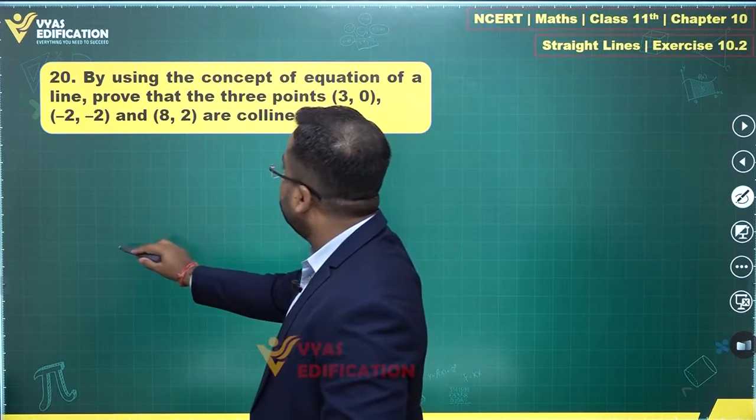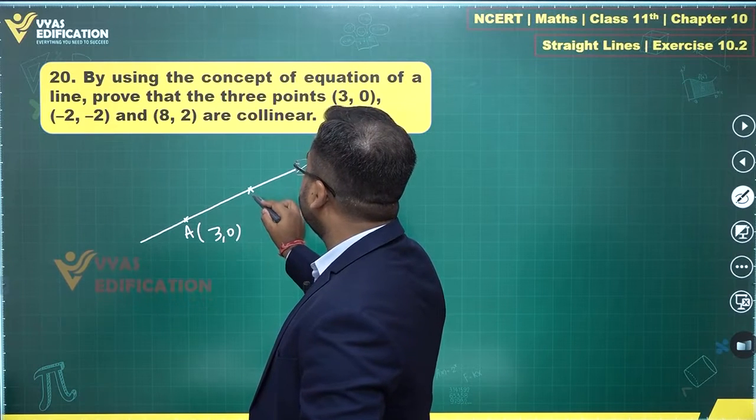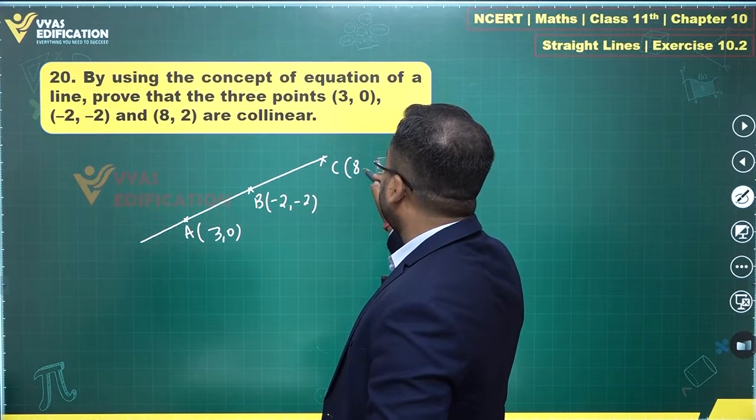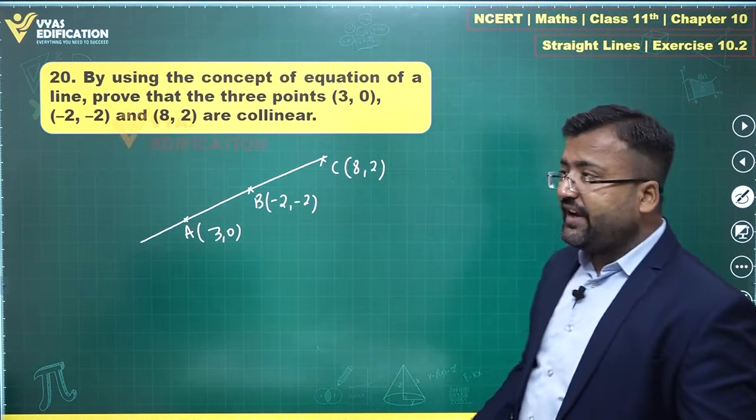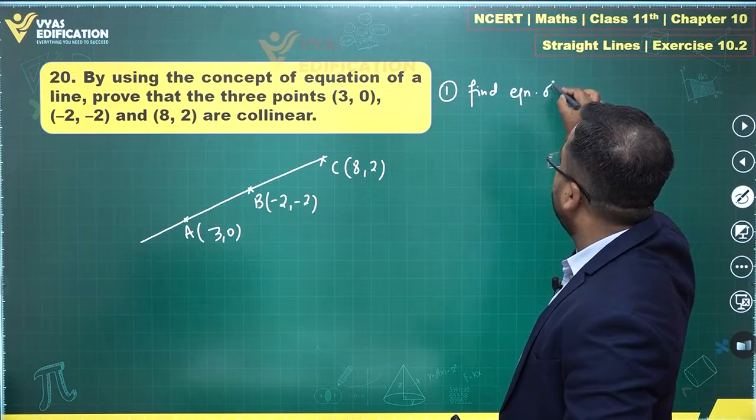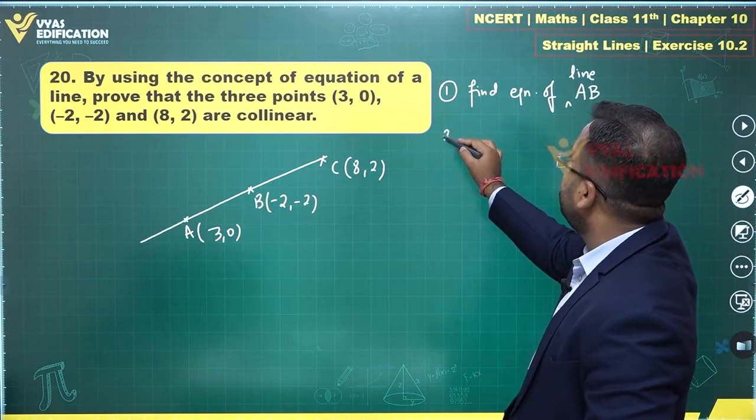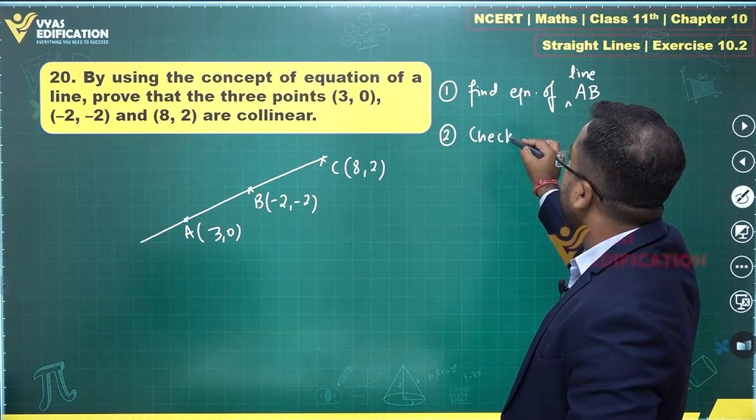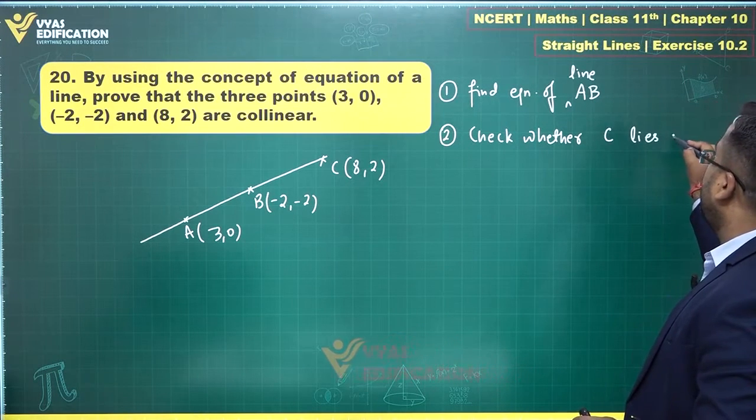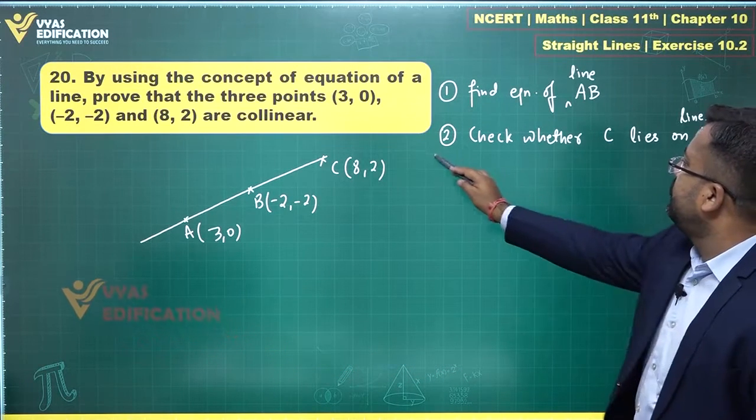Similar idea: this is point A, let's say, which is (3, 0). This is point B, let us say (-2, -2). And this is, let us say, C, (8, 2). So first, step 1 says, find the equation of line AB. Second, check whether C lies on line AB. Those are the 2 steps.